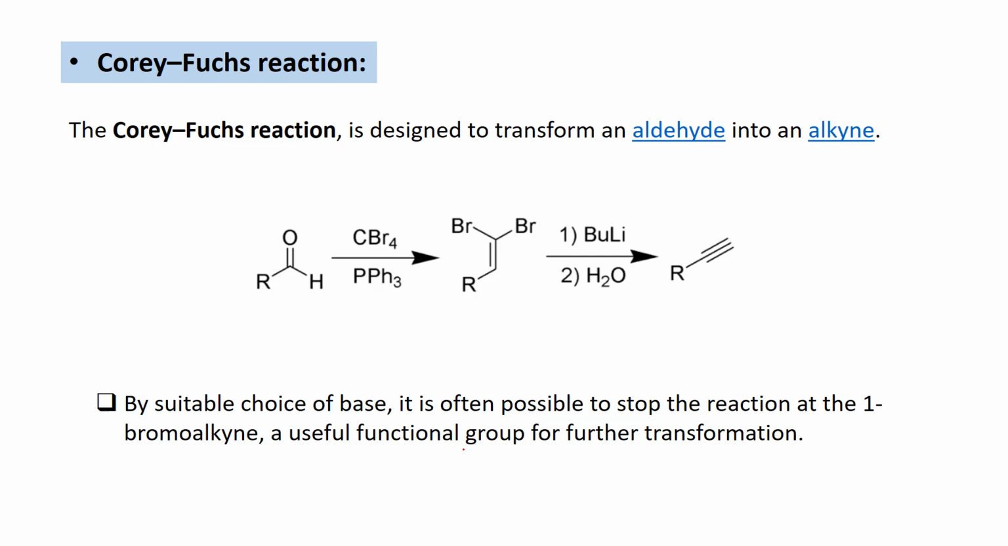By suitable choice, there is a possibility to stop this reaction at this place. Now suppose we add CBr4 and PPh3. It will undergo a Wittig type of reaction and form this alkene. And if we add butyl lithium, this is a negative source, this will attack this bromine center. This comes here.